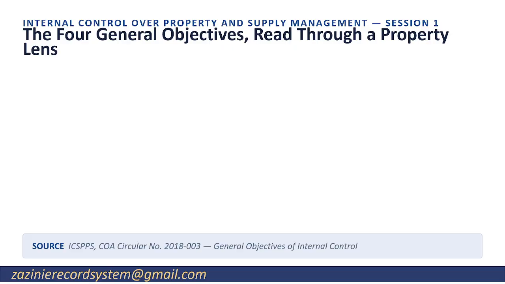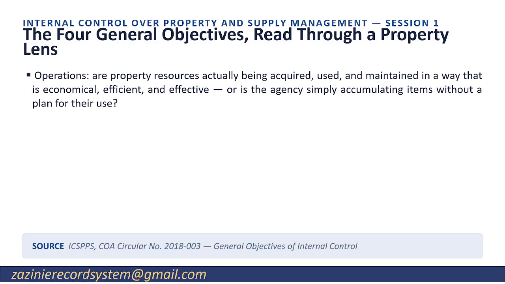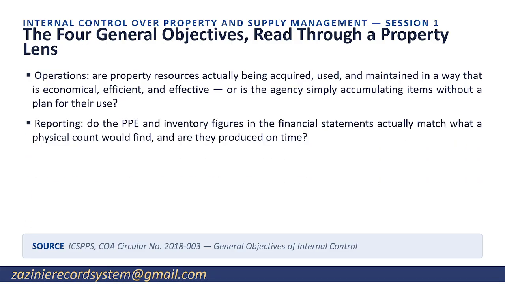Next slide. The 4 general objectives read through a property lens. Operations. Are property resources actually being acquired, used, and maintained in a way that is economical, efficient, and effective, or is the agency simply accumulating items without a plan for their use? Reporting. Do the PPE and inventory figures in the financial statements actually match what a physical count would find, and are they produced on time?